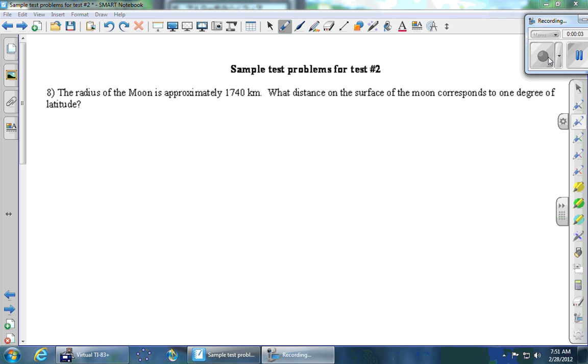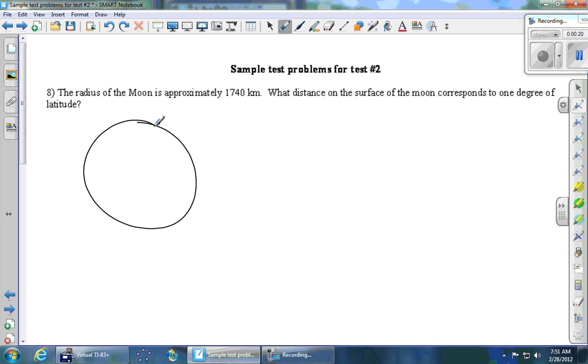This is problem number 8 on the sample test problems for test number 2. The radius of the moon is approximately 1,740 kilometers. What distance on the surface of the moon corresponds to 1 degree of latitude? So first we need to figure out what that phrase 1 degree of latitude means.